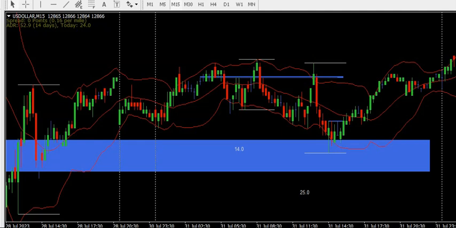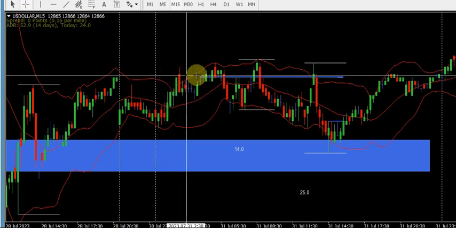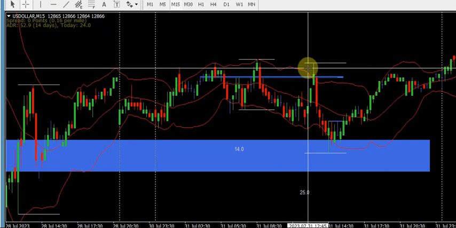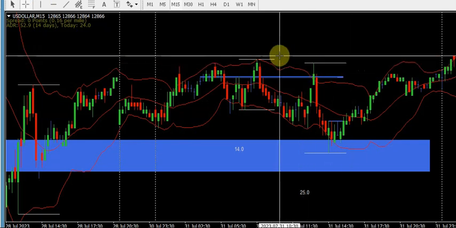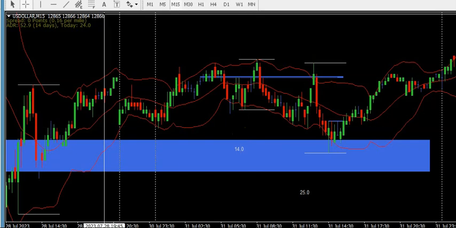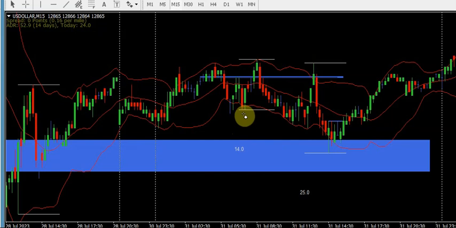So let's go over the conditions. Condition number one, only trade in one of the kill zones, either London or New York, and that's represented by these white horizontal lines. Number two, we need an M15 close at or outside a Bollinger Band, and that occurs here. So our first potential setup of the day occurs at the close of the 7:15.